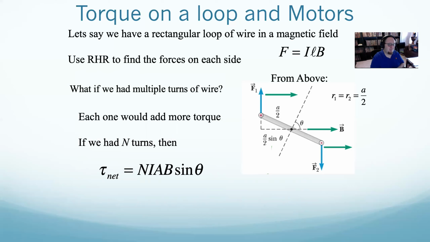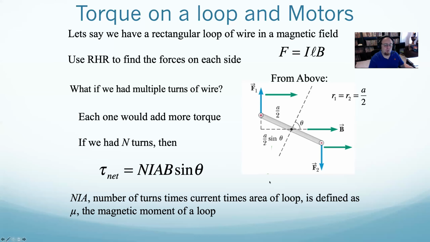Now, this equation is important enough that we normally refer to it slightly differently. The NIA at the beginning, number of turns, area of the loop, current in the loop, which will all be basically set for the given loop, has its own symbol, mu, where mu is known as the magnetic moment. And if we plug in that mu, we just get the net torque is mu B sine theta.